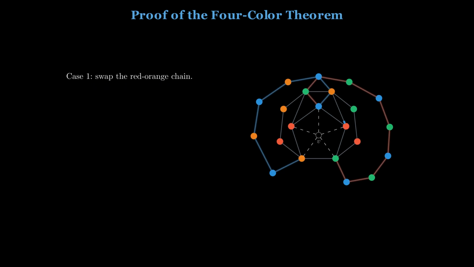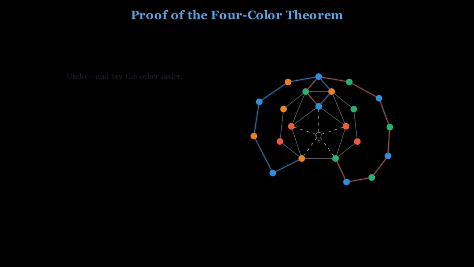Case 1. Swap the red-orange chain. The red neighbor turns orange, and the orange vertex above it turns red. But now the red-green chain reaches all the way to V's green neighbor. Swap it, and the green neighbor turns red. Red was not removed, it only moved across. Undo everything and try the other order.